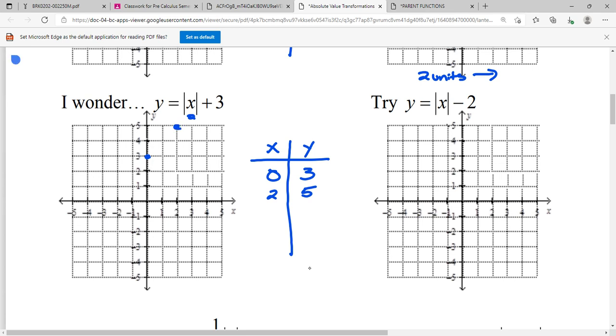Let's try some negatives. Negative 2. So if we had negative 2, that would just be 2 again, right? Because it's the absolute value of negative 2, which is 2. 2 plus 3 is 5. So if we are at negative 2, it's also going to be 5. Let's try negative 1.